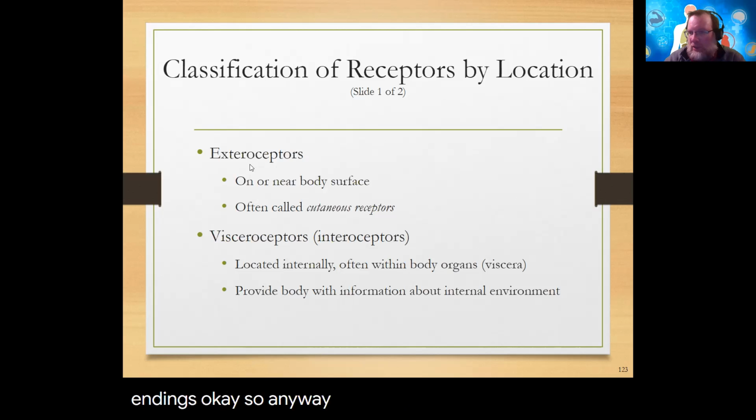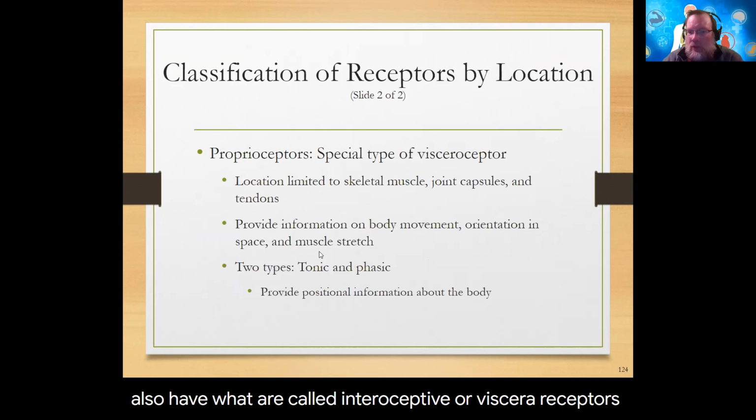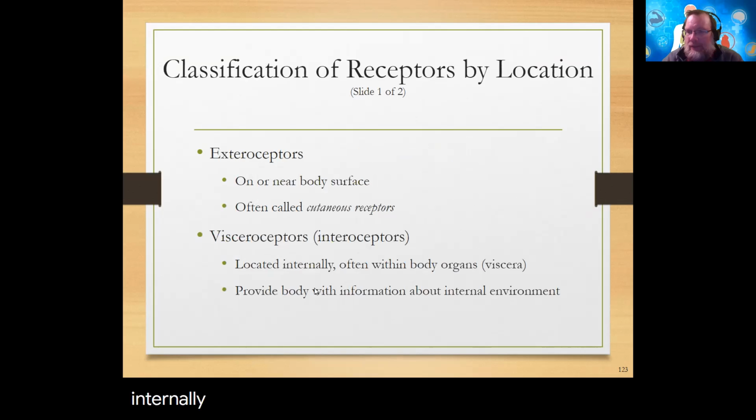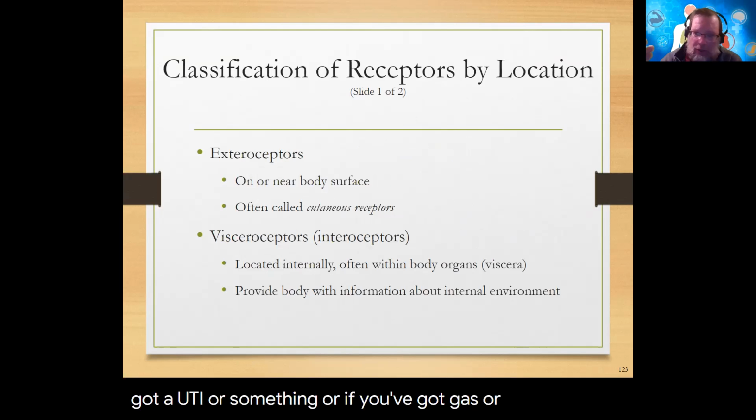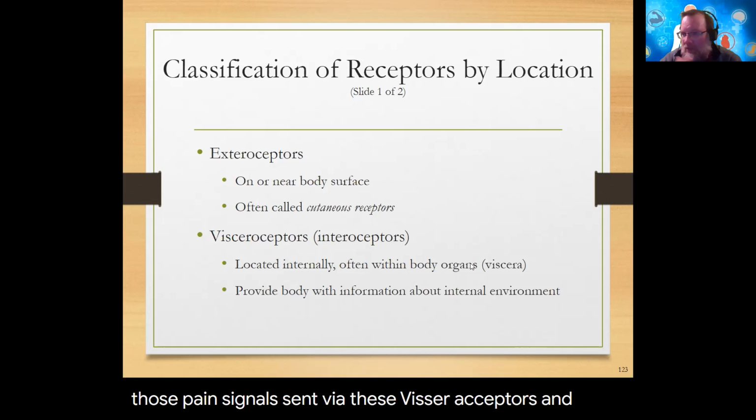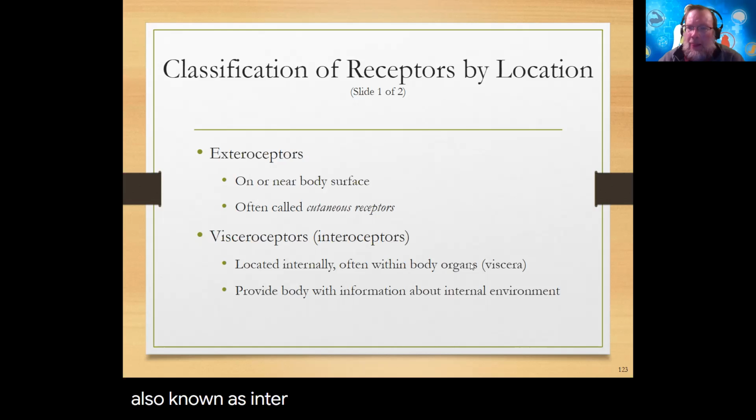Okay, so exteroceptors, that's what we've just been talking about, primarily thinking of cutaneous. We also have what are called interoceptors or visceroceptors. Viscero means guts, so visceroceptors are located internally. So again, these are going to pick up inflammation that's internal. If you've got a UTI, or if you've got gas or acid reflux or something along those lines, you're going to be getting those pain signals sent via these visceroceptors, also known as interoceptors.